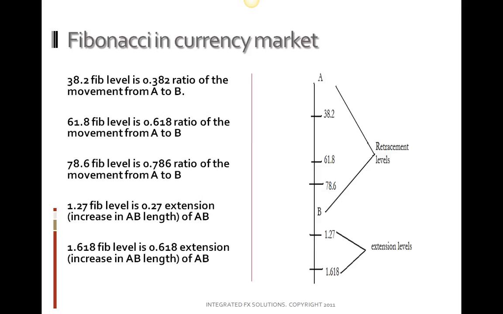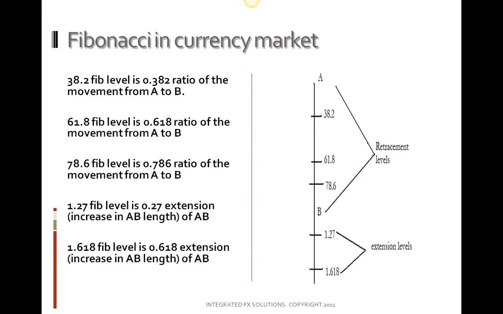The 0.618 ratio could be said to be the 61.8% Fibonacci level. The 61.8 Fib level is a 0.618 ratio of the movement from A to B. When price is moving, it's retracing within AB, and it retraced to 61.8 of AB, we would say it has moved 0.618 of length AB.